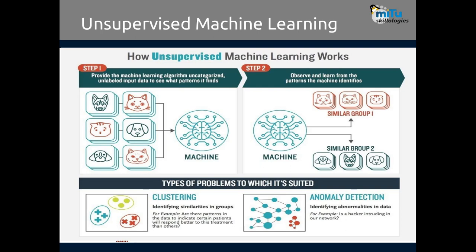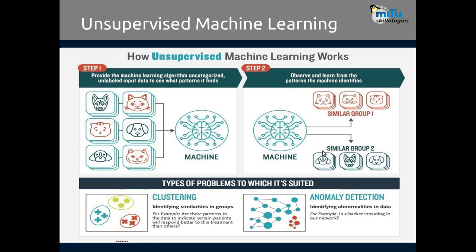If you go to unsupervised machine learning, it finds the patterns. See, we provide the machine learning algorithm uncategorized, unlabeled input and see what patterns it finds. So you can see here, this, this and this have the same pattern, so they will go in one category, and this image and this image have the same pattern, so they will go in another category. So the machine will observe and learn from patterns. These are similarity group number one and similarity group number two.